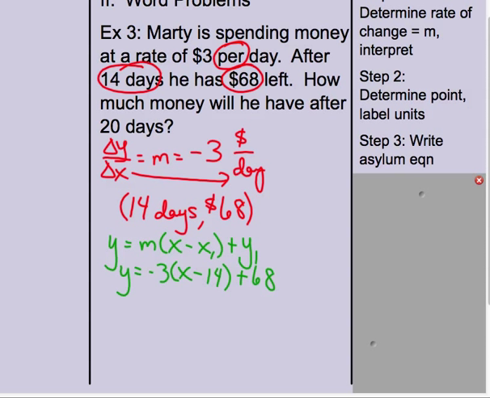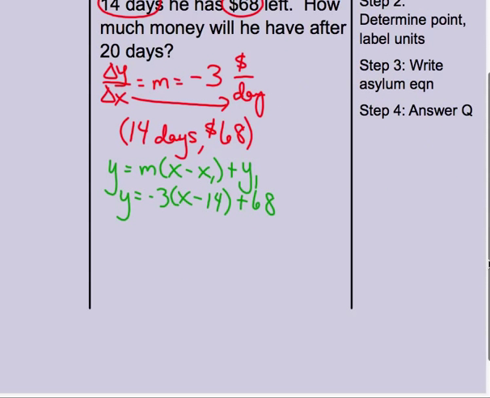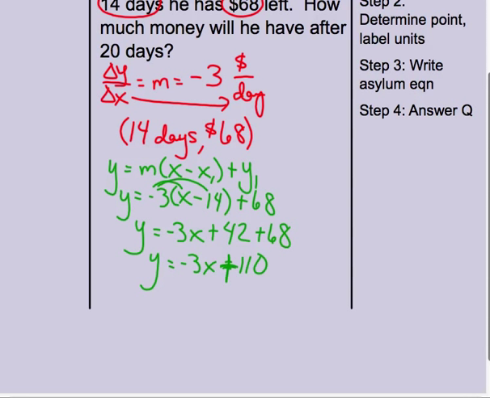And what I'm going to do next to answer the question is rewrite this in slope-intercept form, because there will be a y-intercept that we can interpret that may help us answer this question. All right, so I'm going to start by distributing. -3 times 14 is -42. Combining my like terms, 68 plus 42 is 110, and that should be a plus sign, not an equals. So our slope-intercept form of the equation is y equals -3x plus 110.